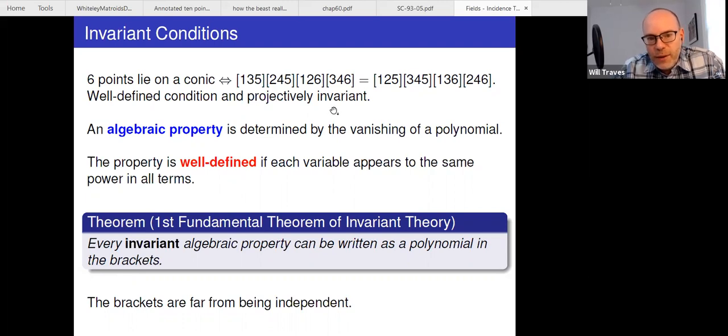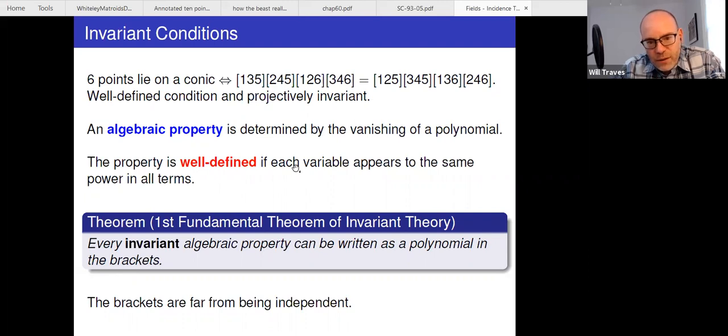If you were to multiply each of the points by the same matrix, then you get the 4th power of the determinant showing up here, right? Because each of these brackets is really a 3 by 3 determinant. And if you multiply each of the columns, again, by that matrix, then what you get is the determinant that you had originally times the determinant of the matrix. You can see then that the equality is going to be preserved. So there are some conditions on these bracket polynomials that need to be satisfied in order to be well-defined and projectively invariant.